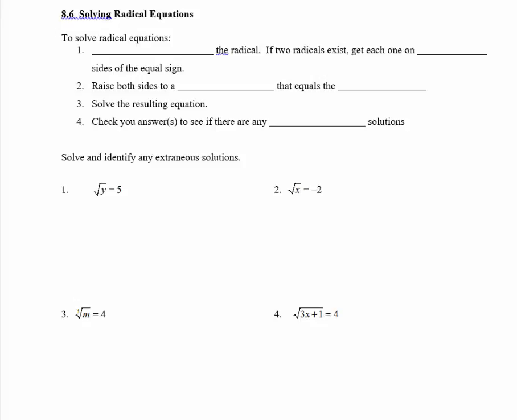Section 8.6, Solving Radical Equations. So now we're going to get into solving. To solve radical equations, the first thing you want to do is isolate the radical, which means get it by itself. If two radicals exist, then get each one on opposite sides of the equal sign.